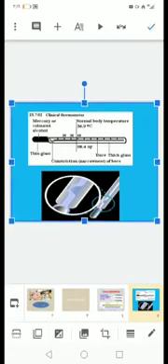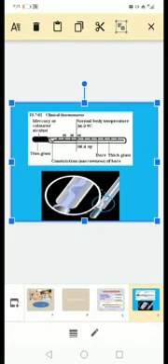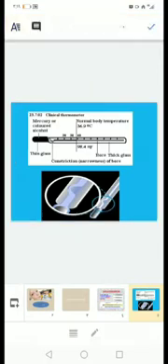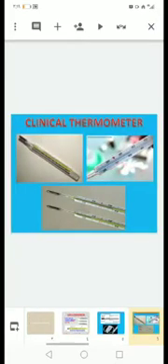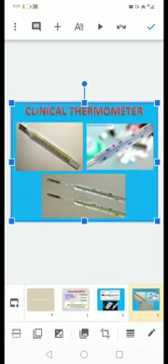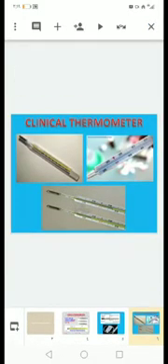Look at this. This is a clinical thermometer. It has a glass tube, and inside the glass tube, a narrow tube. At the end, the bulb, inside the bulb, mercury, and there is a constriction or reducing. We have other shapes of clinical thermometer like this. We use it to measure the temperature of our body.